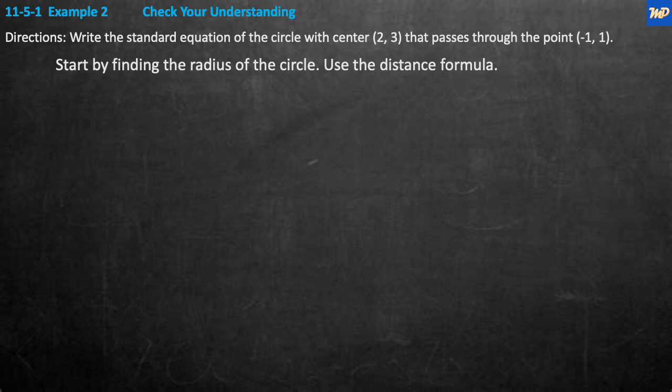Okay, example 2, check your understanding. They'd like you to do this one on your own, so you know how to do that. Just stop the video and work it out, and then we'll come back and do it together. But it says, write the standard equation of the circle with the center at (2, 3) that passes through the point (negative 1, 1). Start by finding the radius of the circle. Use the distance formula. Little hint here I gave you. Okay, I'll wait for you.